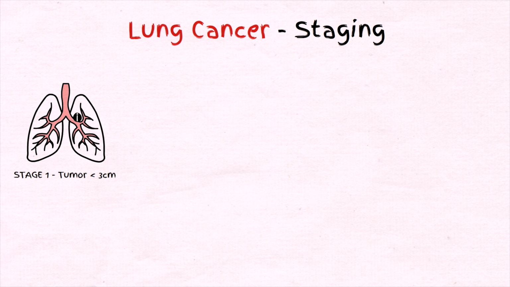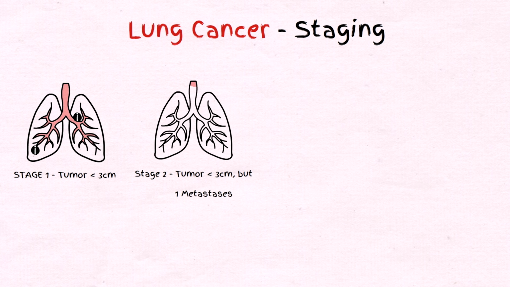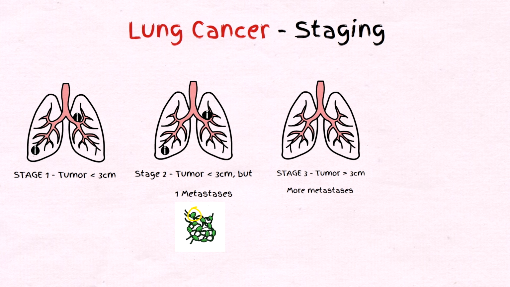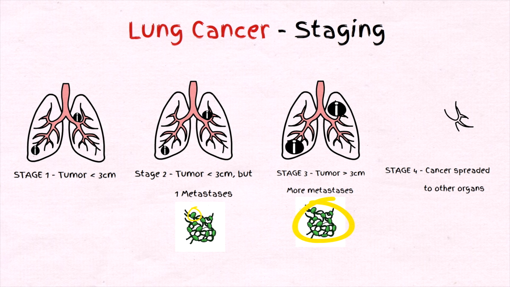Stage 1. The tumor is less than 3 centimeters. Stage 2. The tumor is less than 3 centimeters, but there is one metastasis. Stage 3. The tumor is more than 3 centimeters and there are more metastases. Stage 4. The tumor is spread in other organs.